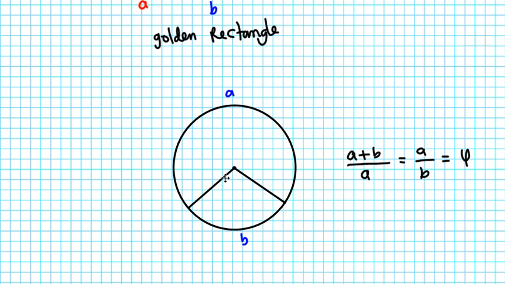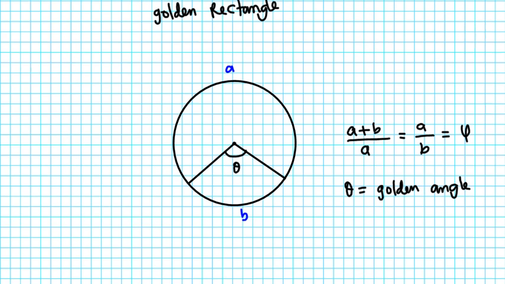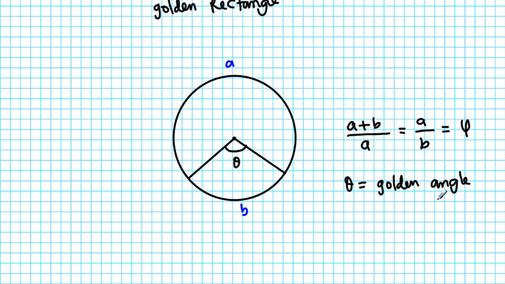In this context, it's also important to know that this angle right here, let me call it theta, is known as the golden angle. The ratio of this arc length to this arc length is in this special relationship, so this angle formulates something known as the golden angle.